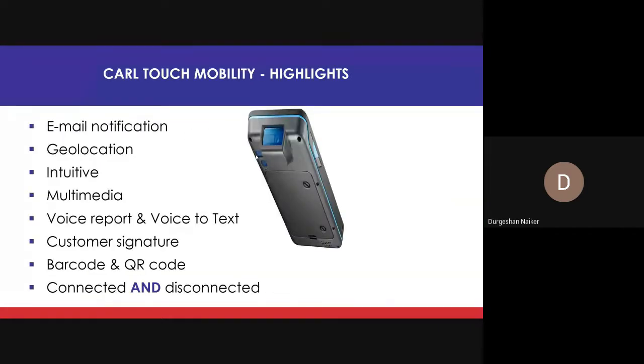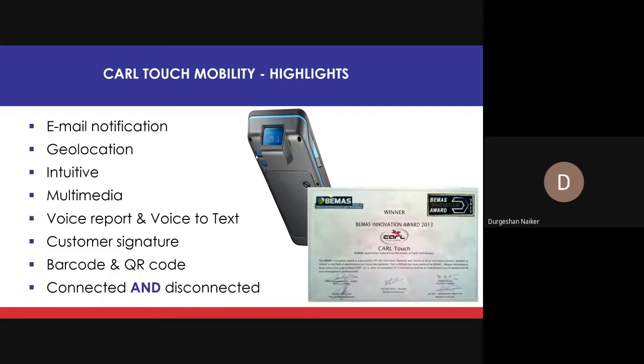Now, CAL Touch has a few other things it can do. It can do mobile notifications. It can tell you where you are geographically, like a Google map type thing. It's quite intuitive. It has multimedia capability. Like I said, it can do voice reporting or voice converted to text. Customer signatures can be taken, barcode scanning can happen, QR can happen also. And it can connect and disconnect automatically. You don't have to worry about it. So that's the award there.